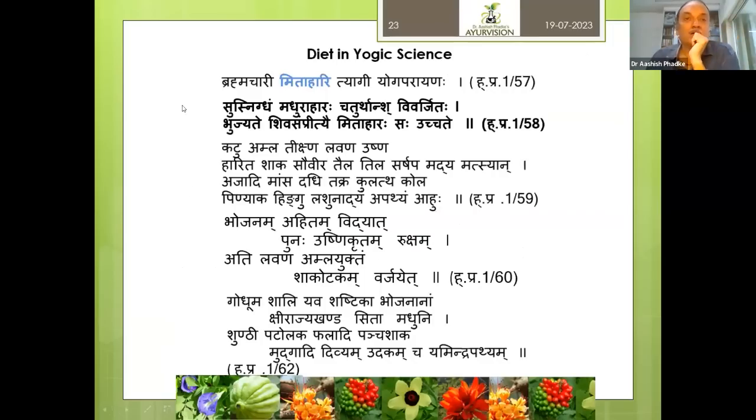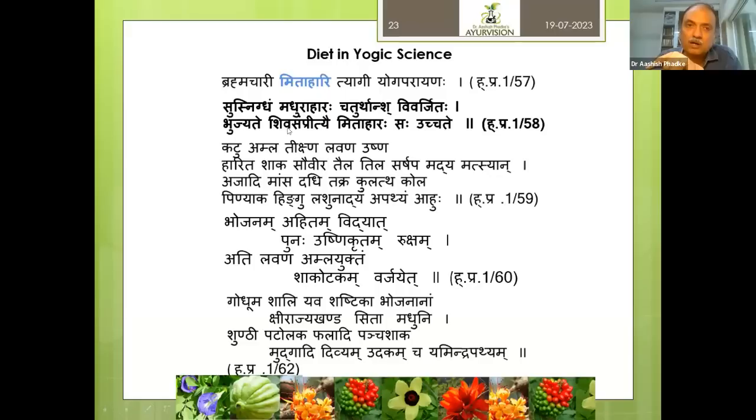In that way, it is to be understood as mitahara. Now, Susnigdam Madhurahara Chaturthamasha Vivarjitam Bhujyate Shiva Samprityo Mitahara. This is from Hatha Pradipika, the same thing I mentioned just now. Then Katu Amla Tikshna Lavana Ushna Harita Shaka Savira Taila Tila Sarshapa Madhya Matsyan Ajadi Mansa. Now what are these? These are the things which are not to be taken by a yoga sadhak.